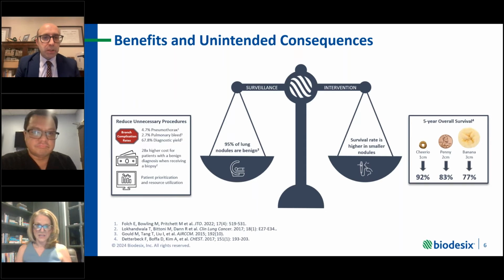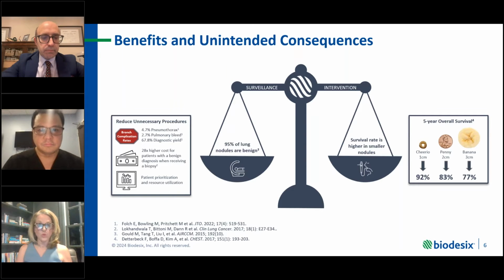Yeah, absolutely. I think this is a helpful slide. You kind of look at the balance here. Obviously, the consequence is that you're going to be flooded with nodules, and 95% of those lung nodules are benign. So you really have to figure out what your vetting process is, and a lot of that starts with how you structure your incidental nodule program and your screening. What do you want to be spending your time on, and structure that.